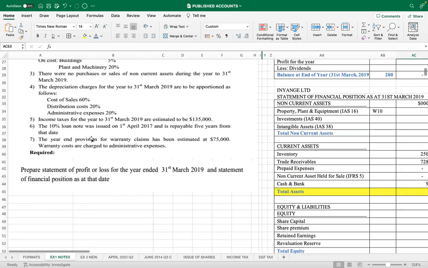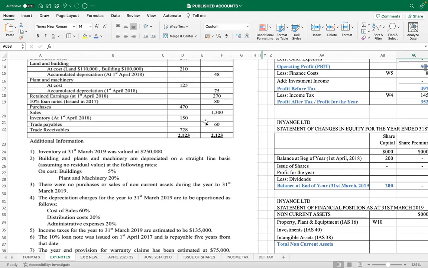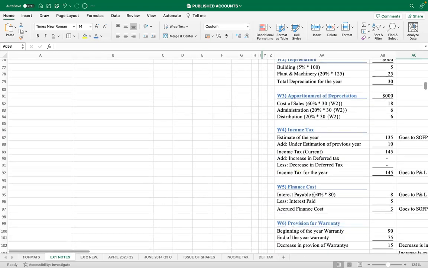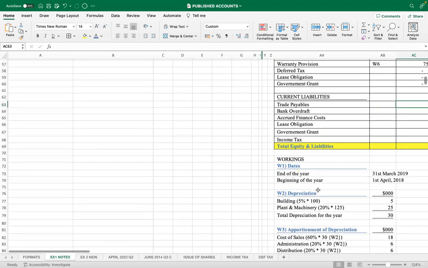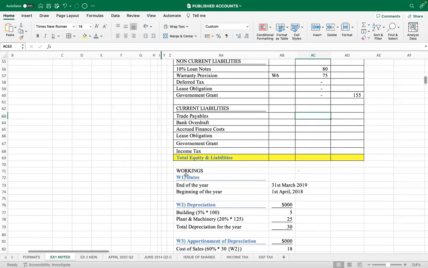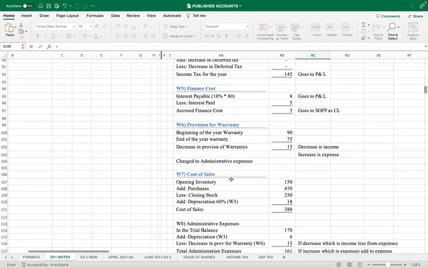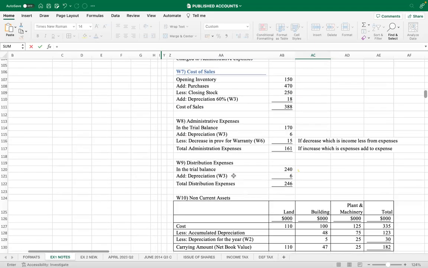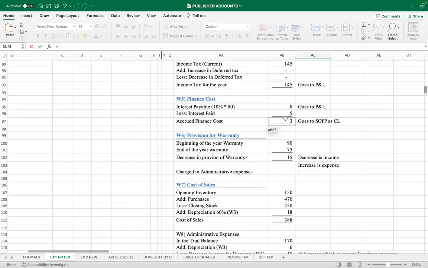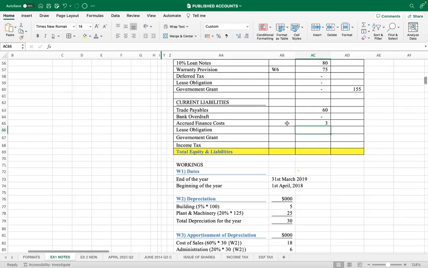And finally, current liabilities. What are our current liabilities? Trade payables is 60. Bank overdraft, we did not have any. Was there any finance cost accrued? Accrued finance costs is 3, working 5. Was there any lease obligations? 0. Was there any government grant? 0.